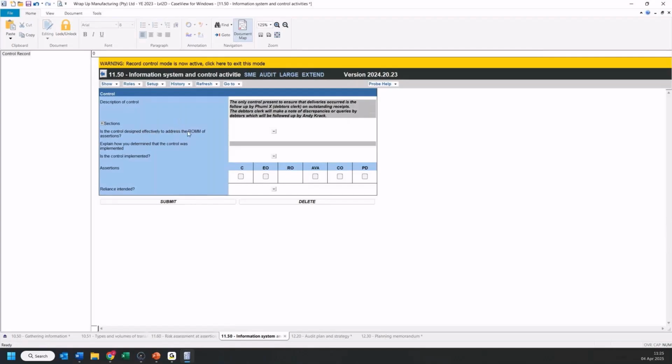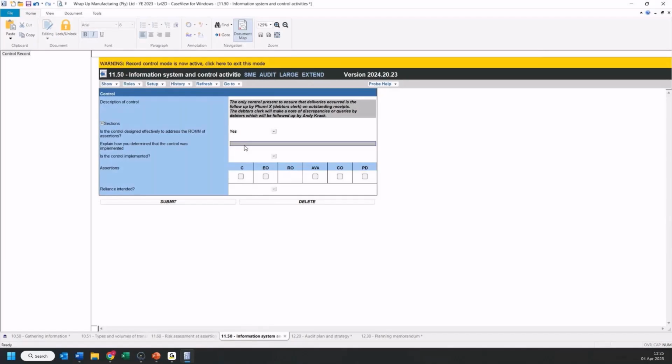So, is the control designed effectively to address the risk of material misstatement? Will it detect and correct or prevent revenue transactions that did not occur? Yes, it will. It is designed effectively. It's not the best one in the world. It's probably not going to be the key control ever, but it is designed effectively. Then, how are we going to determine if this control was implemented?